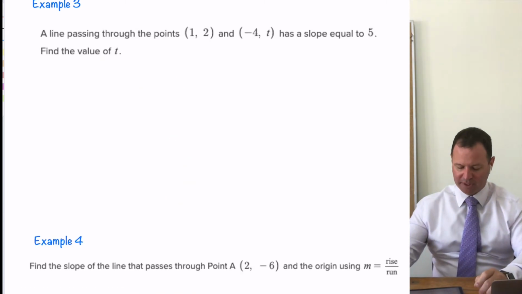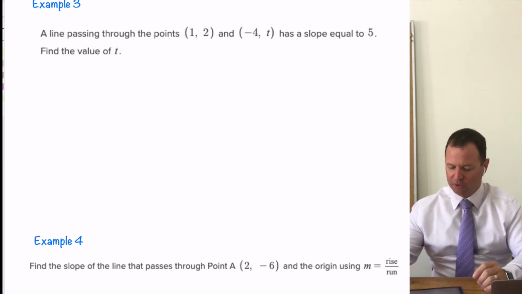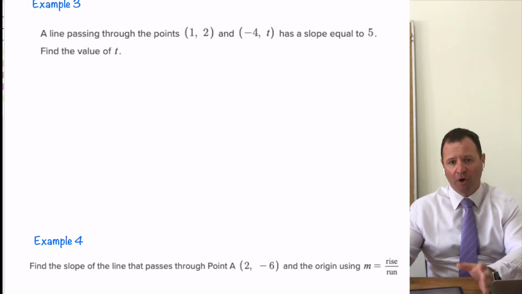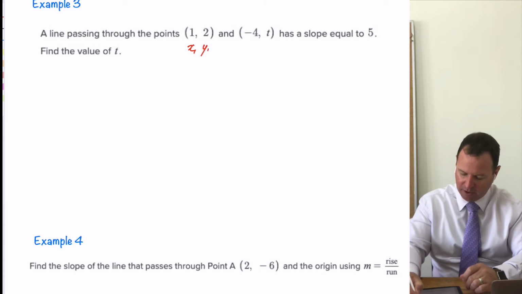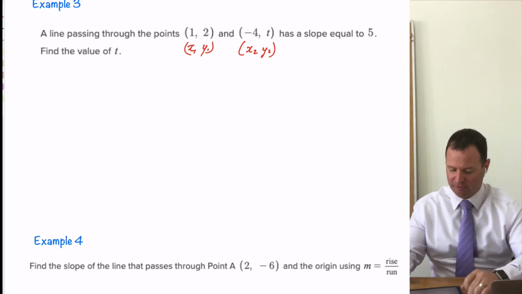So the next example, example 3: a line passing through the points (1, 2) and (4, t) has a slope equal to 5. Find the value of t. So this one's a little bit different. We've got to work backwards here. So we've got to find the value of that t value. Okay, so again, I'm going to write down what x1 and y1 is, and I'm going to say x2 and y2. Just because I've got an unknown there doesn't really matter.